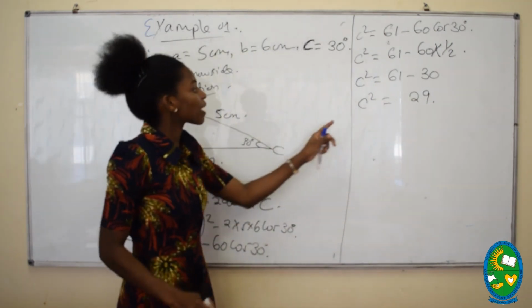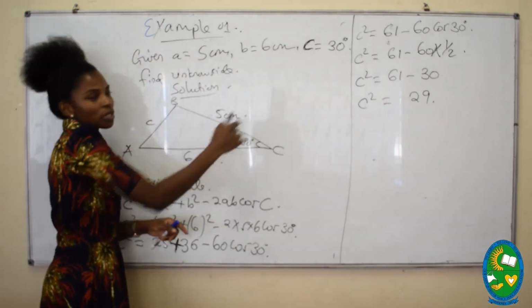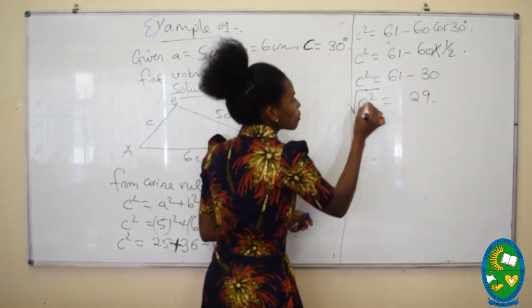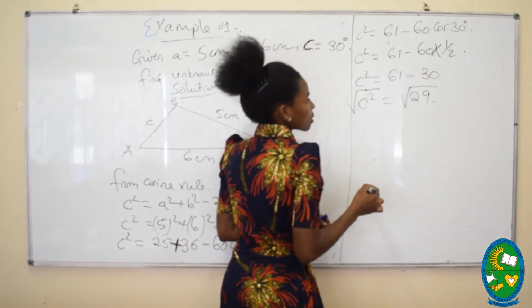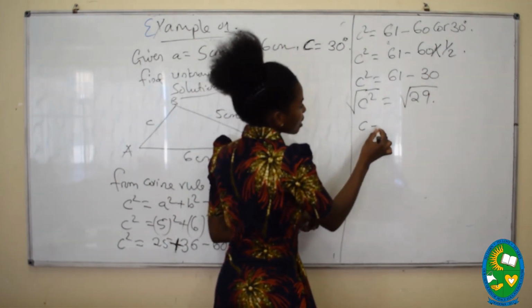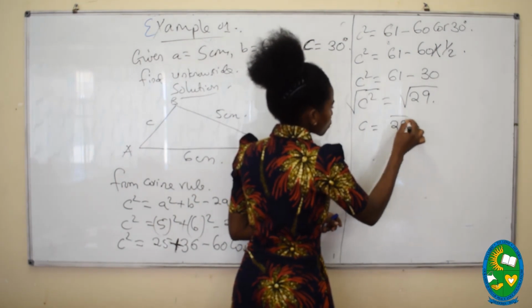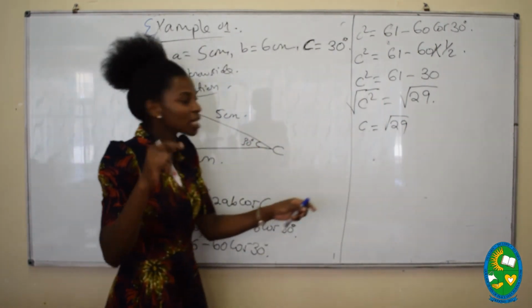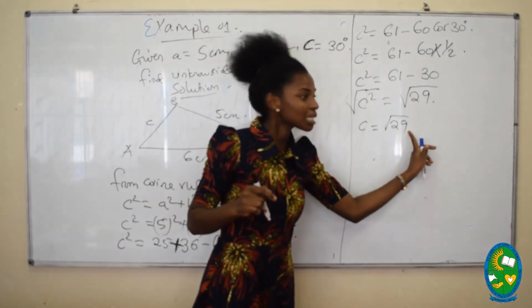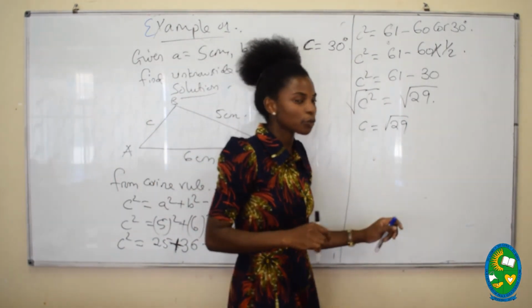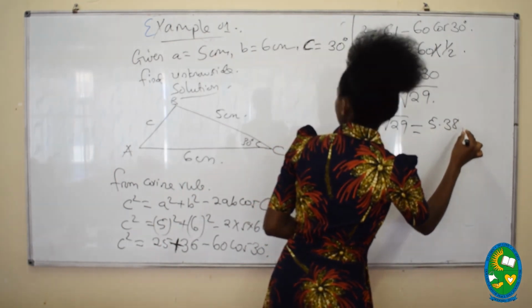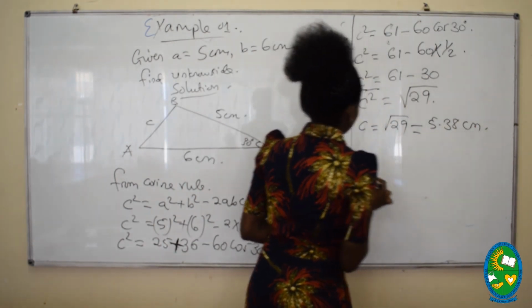Remember, I'm just finding side c and not c square. Therefore, I must take the root of both sides in order to remove this square. So we have c equals root of 29. The root of 29 is the side, but you can simplify it more by reading it in four-figure tables. Root of 29 equals 5.38 centimeters.